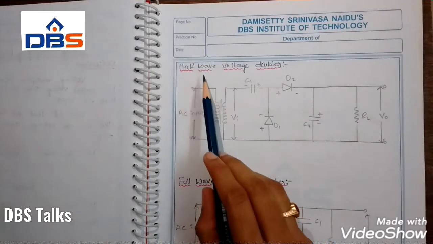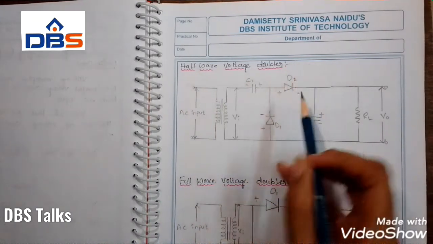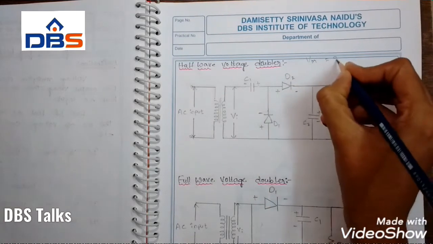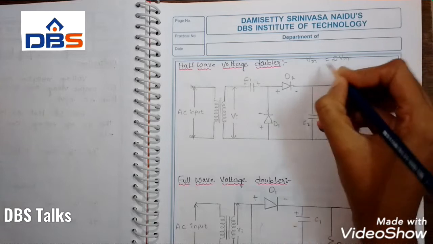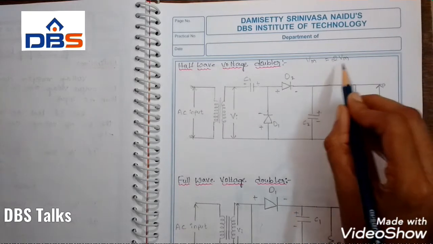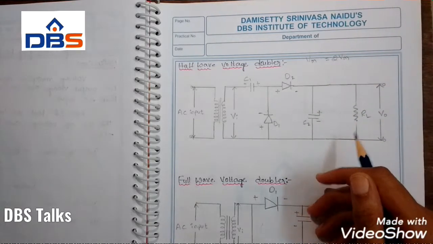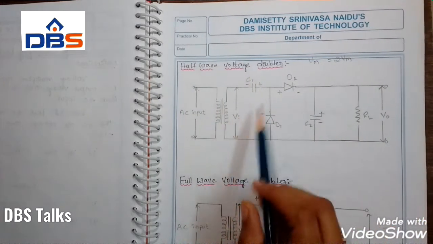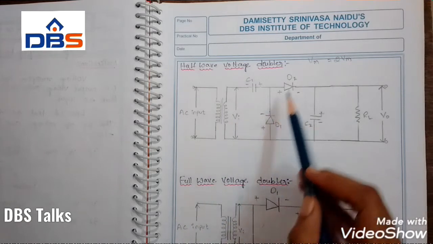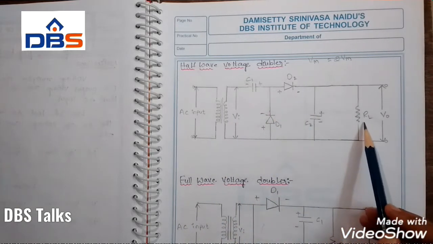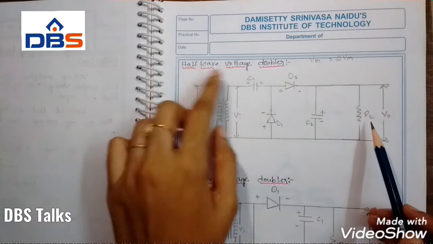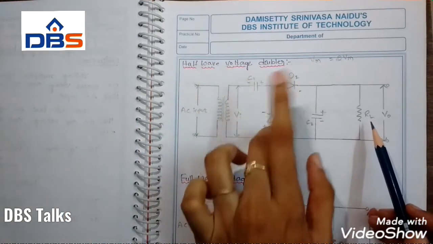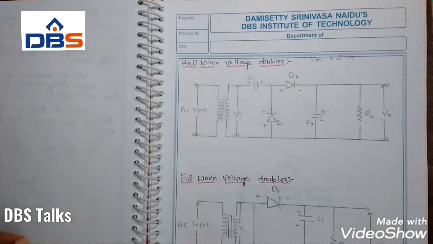The first one is the half wave voltage doubler. If we give an input of Vm, then at the output side we will get 2 times that input, that is 2Vm. We will see how we get that 2Vm. The half wave voltage doubler has one transformer, 2 capacitors, 2 diodes and a resistor. You can simply remember that a half wave doubler has 2 capacitors and 2 diodes. Now we will see the operation.